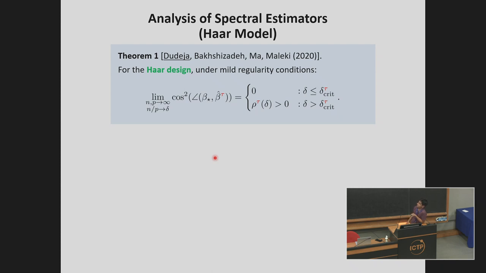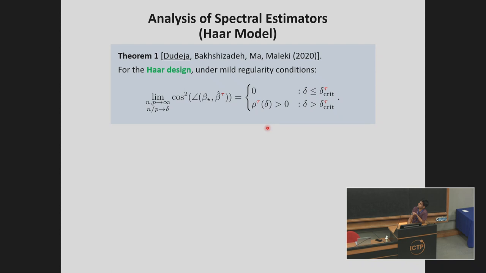So let me tell you about a result that we proved. This is work I did during my PhD with my advisor, Arian Maleki, a fellow student, Milad, and a postdoc, Junjie. Basically, we characterized the performance of spectral estimators in the proportional regime. As you can imagine, the limiting performance has a complicated formula. What I've highlighted is the main feature of the formula: there's a critical threshold, delta critical, below which the accuracy of the spectral estimator converges to zero, so it's not doing anything useful.